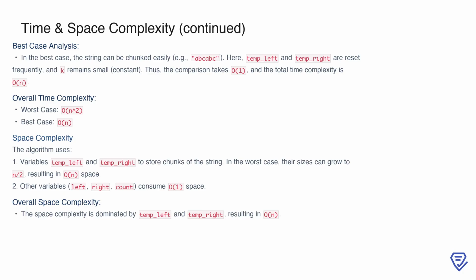Shifting to space complexity, the main contributors are temp_left and temp_right, which store chunks of the string. In the worst case, their sizes can grow to n/2, leading to O(n) space usage. Other variables, such as left, right, and count, only require constant space, or O(1). Therefore, the overall space complexity is dominated by temp_left and temp_right, resulting in O(n).